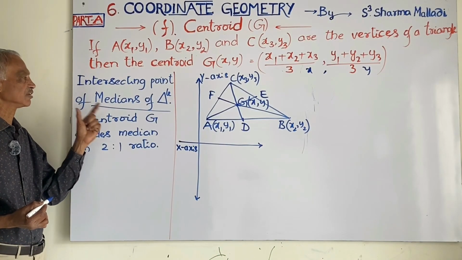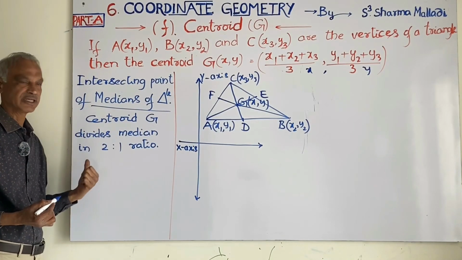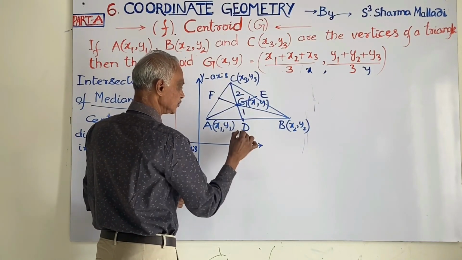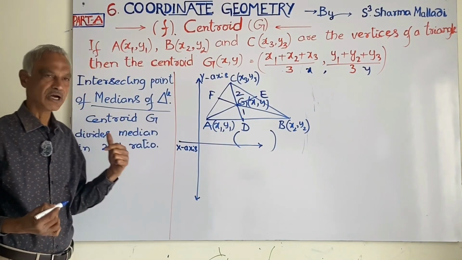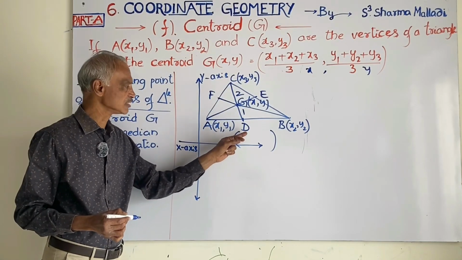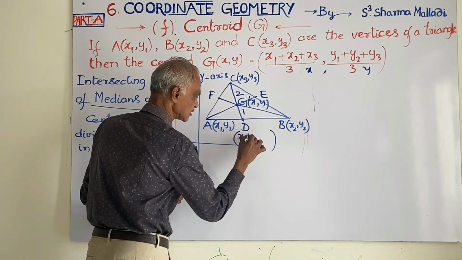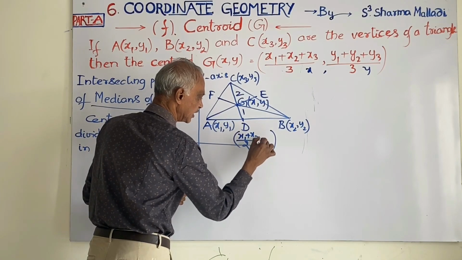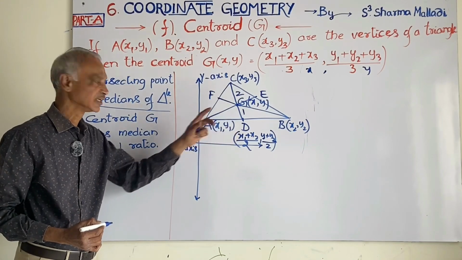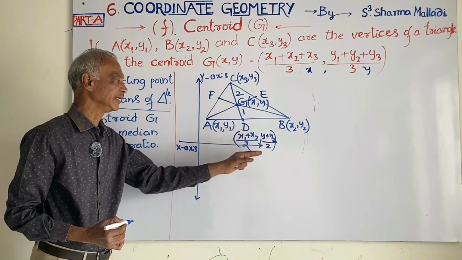Already I told you, the intersecting point of the medians of a triangle is called the centroid. The centroid divides the median in 2:1 ratio. This will be 2 and this will be 1. First, what do I have to do? We have to derive this formula using the section formula. Now what is the midpoint? (x1 plus x2) by 2 and (y1 plus y2) by 2. D is the midpoint. That will be (x1 plus x2) by 2 and (y1 plus y2) by 2.